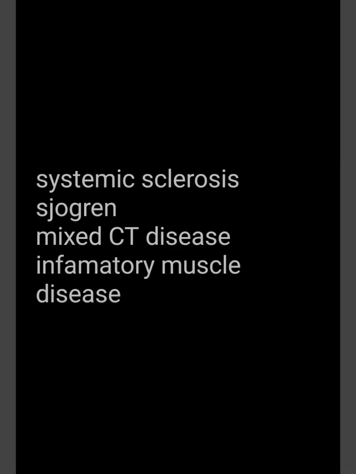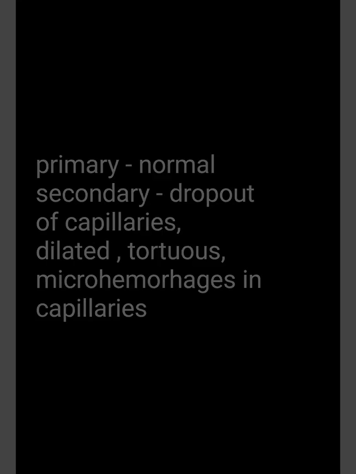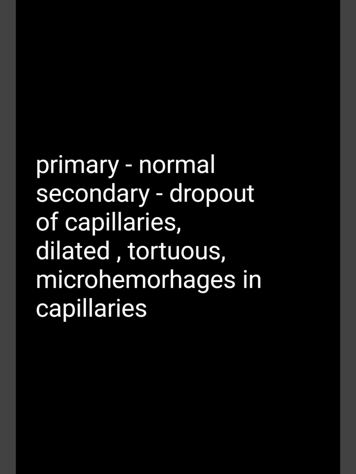Secondary Raynaud's is associated with what diseases? Systemic sclerosis, Sjogren, mixed CT disease, inflammatory muscle disease. Finding in nail capillaroscopy for primary and secondary Raynaud's phenomenon. Primary, normal. Secondary, dropout of capillaries, dilated, tortuous, microhemorrhages in capillaries.